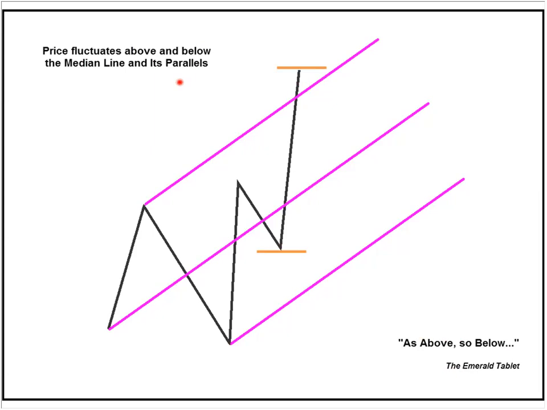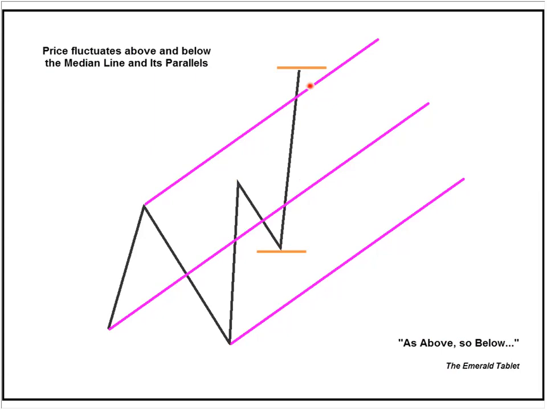Price fluctuates above and below the median line and its parallel. Now it breaks to the upside, takes out this high, and heads higher. And again, everyone's all excited, because it broke above the upper parallel. But it's run out of energy. And in the scheme of things, the width of this median line to upper parallel, we're just barely above it. This is real life. This swing actually comes from a recent 240-minute oil futures chart. Real life is a little bit messy at times, but that doesn't mean we can't use it.